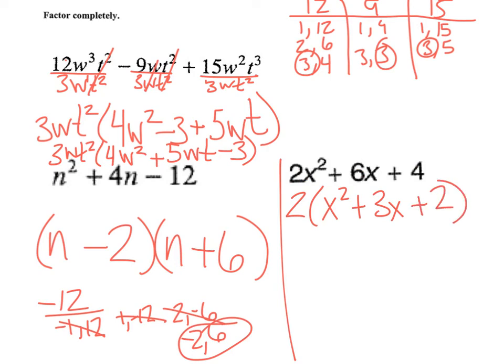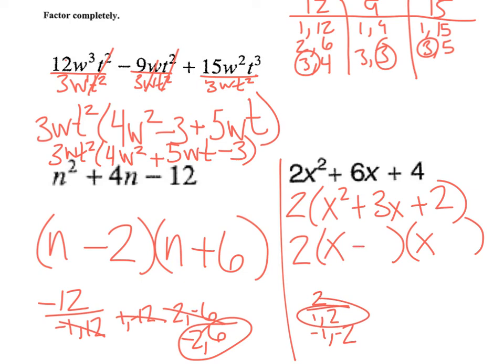And then I would go ahead and factor what's in the parentheses now. I can take this and factor it further. So I want the two numbers that multiply to give me 2 and add to give me a positive 3. So my factors of 2 are going to be 1 and 2, negative 1 and negative 2. So obviously it's going to be the positive 1 and positive 2. And that's it.